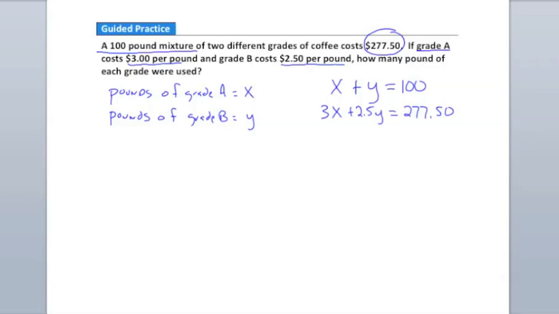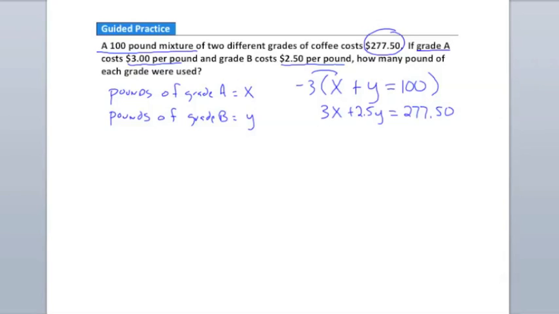I want to try to eliminate one of these variables, and notice those X variables would be pretty easy to eliminate. If I take this top equation and I multiply it by -3, then I would get a -3x, and when I added that -3x to the positive 3x, the X variables would drop out. So I'm going to go ahead and multiply that, but I'll write it down below.